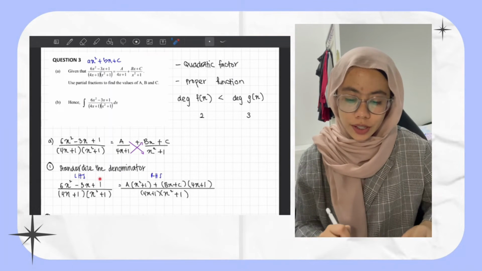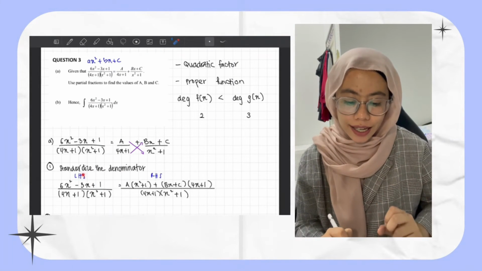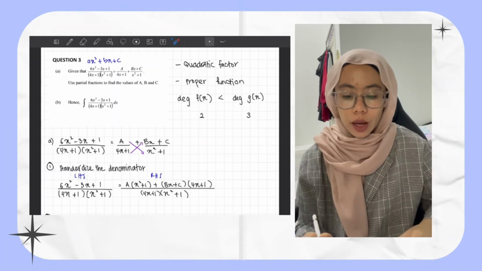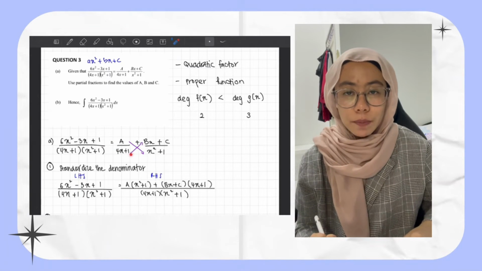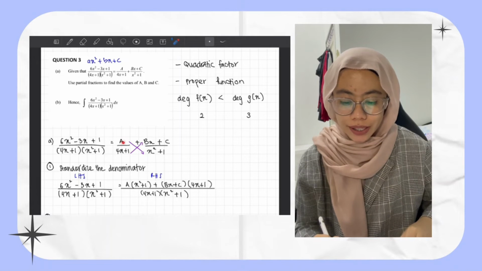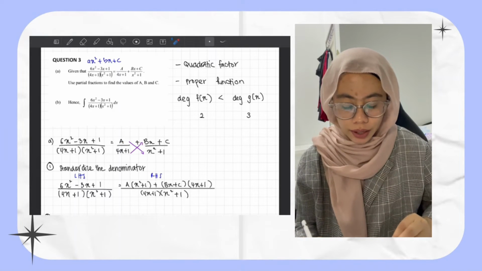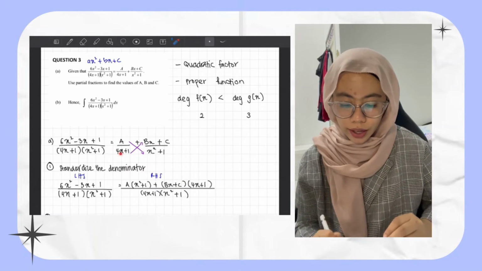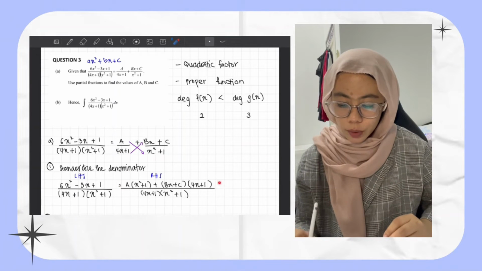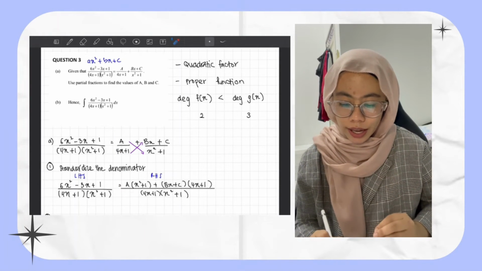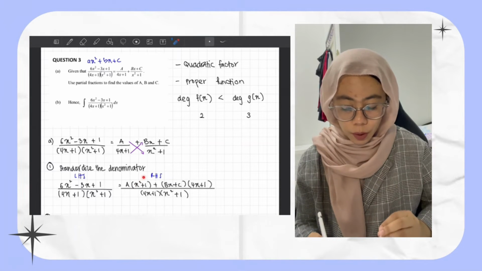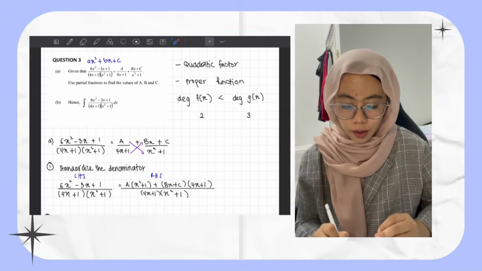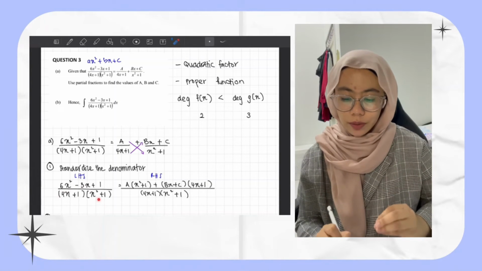So the first step to find the values of a, b, and c is to standardize the denominator on the right hand side. How to standardize this? You can cross multiply, where A must be multiplied by x power of 2 plus 1, and bx plus c must be multiplied by 4x plus 1. This is what we get after we cross multiply: A bracket x power of 2 plus 1 plus bx plus c multiplied by 4x plus 1, and the denominator is already the same as the left hand side.